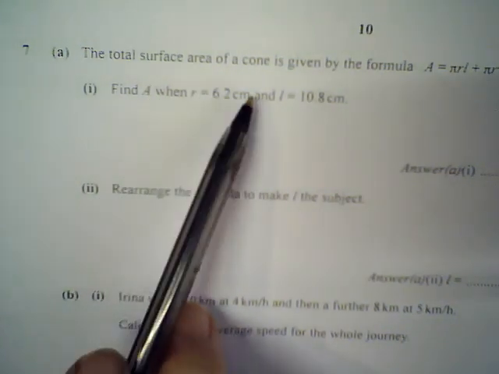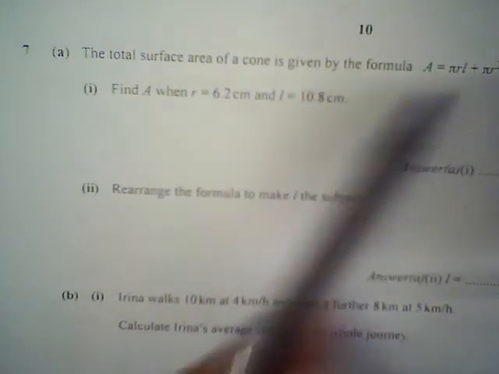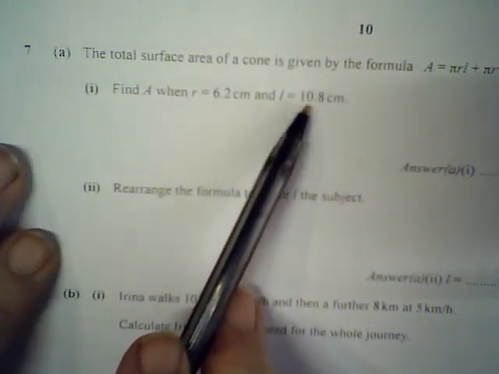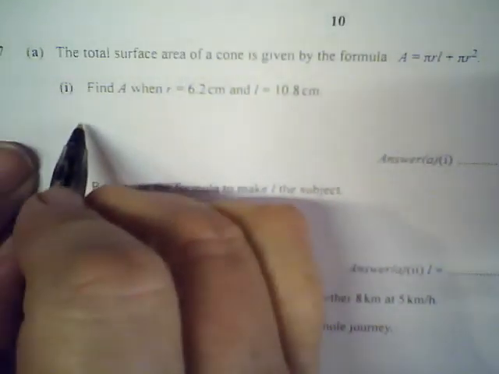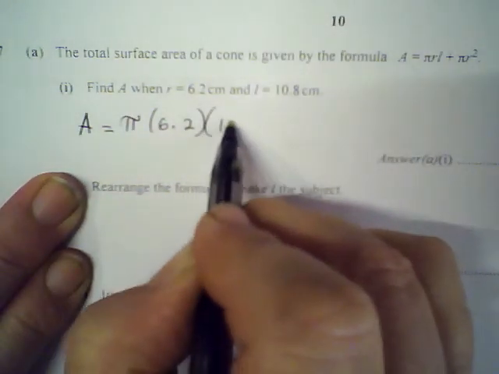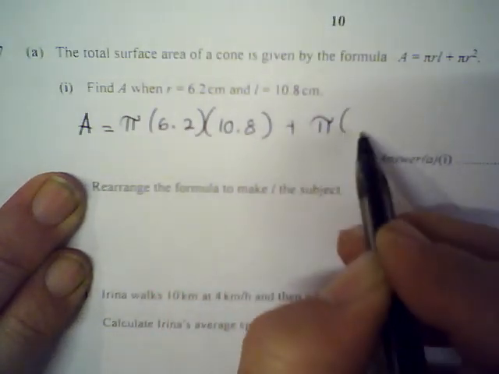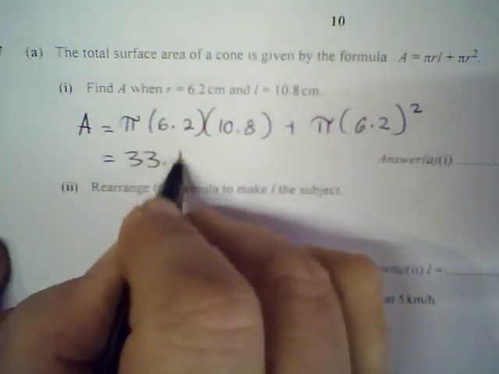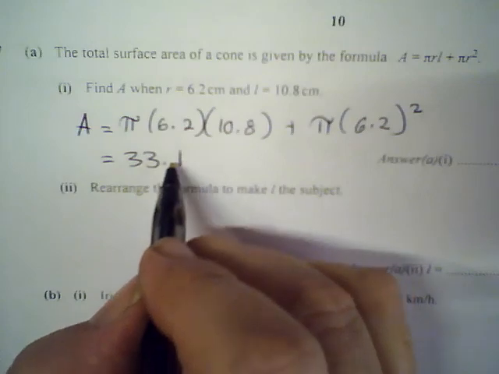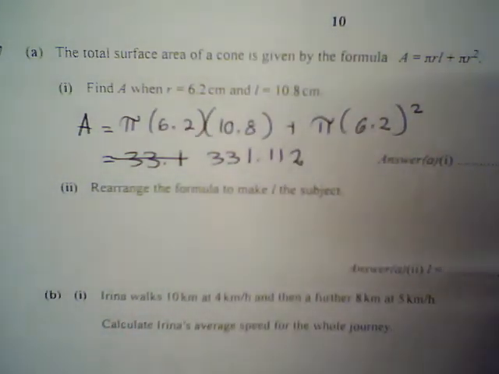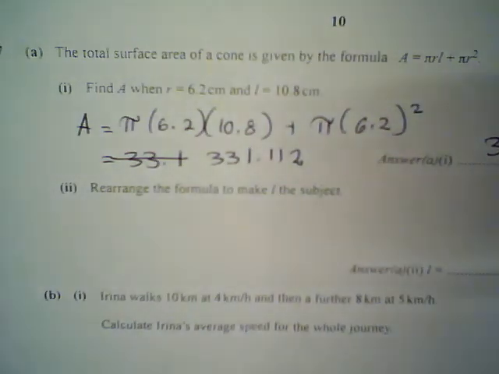Okay. The total surface area of a cone is given by this formula. Find A when R equals 6.2 and L equals 10.8. All we need to do is just substitute those values into the formula. A equals pi times 6.2 times 10.8 plus pi times 6.2 squared, and now I just use my calculator to find the value, 331.112, and that would give me 331 as a final answer.